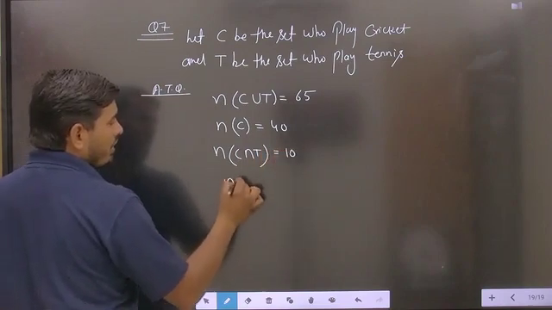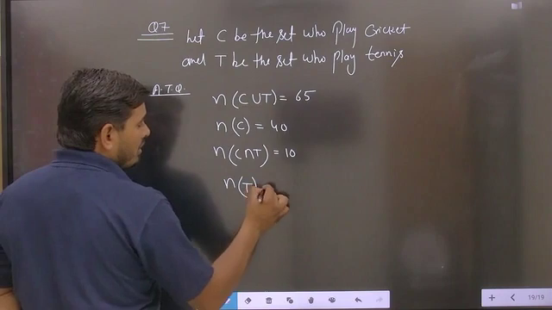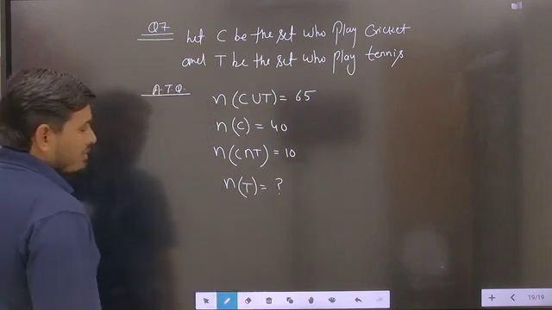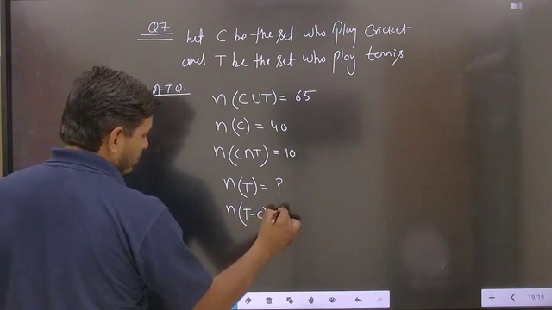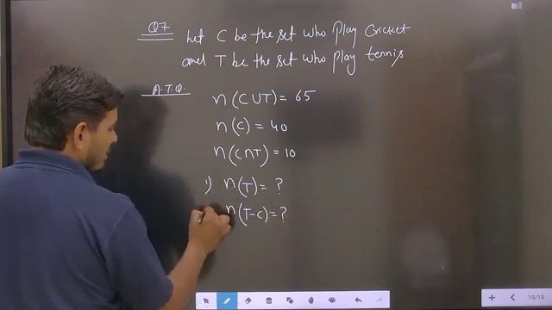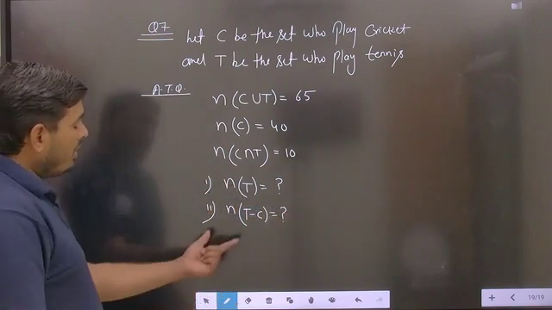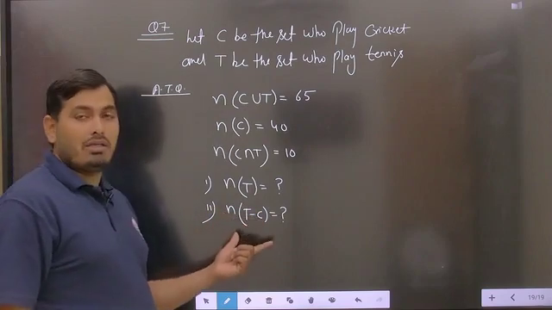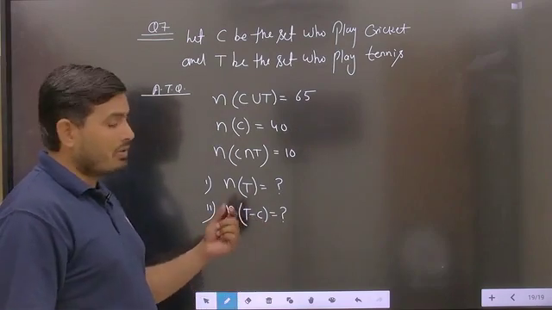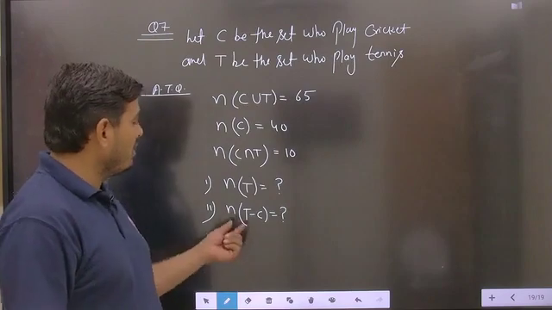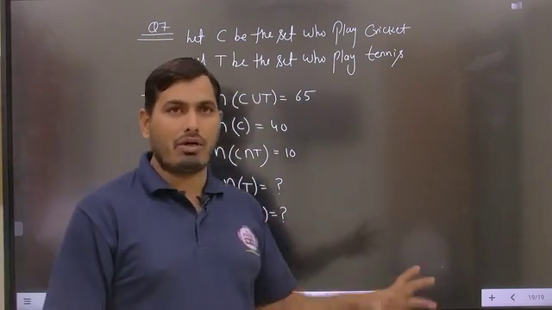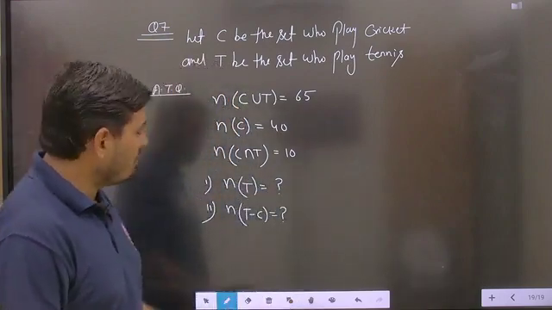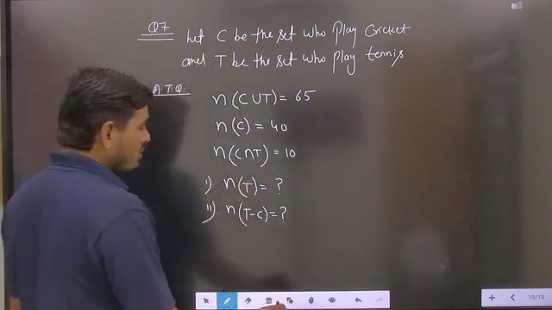Now student, you can say that this particular thing is to be asked, as well as this is always asked. T minus C means there are two questions in this particular part. Only the persons who like tennis or who play tennis are represented by the number of persons of T minus C, that is, the number of persons who play tennis only. Is it to be clear? So these types of questions, two questions are asked.